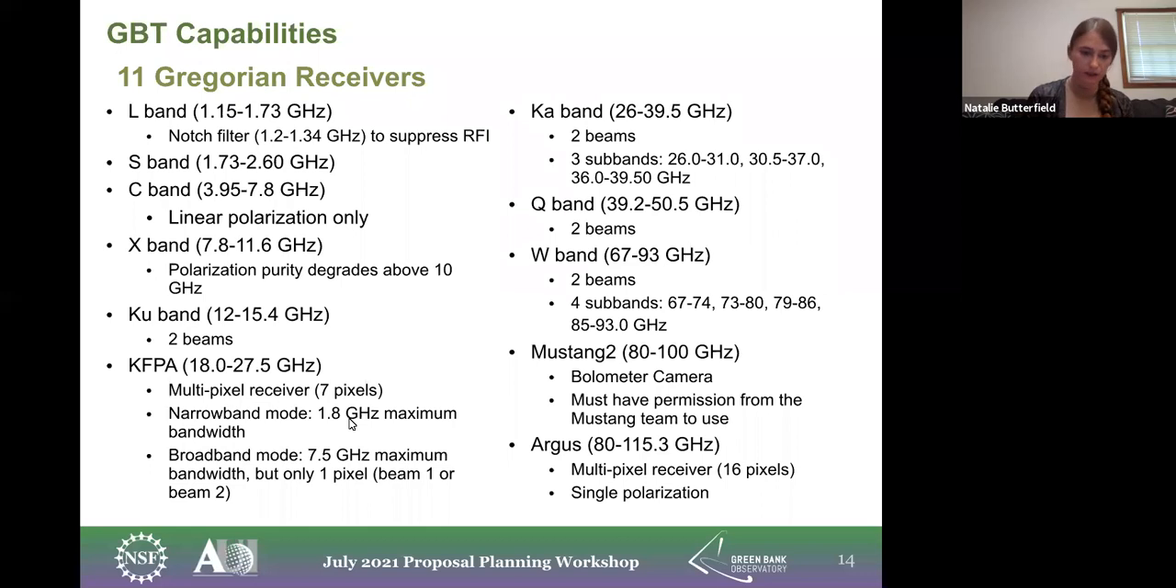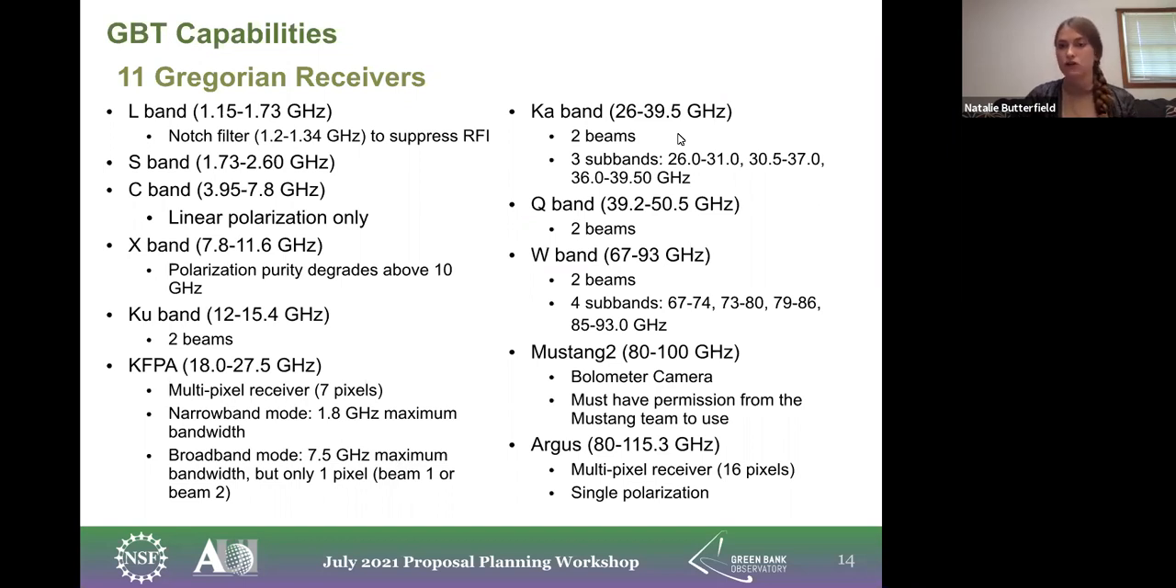your spectral windows. Now, if instead you wanted to maximize your bandwidth, maybe you have a point source and you just want to target that point source with as much bandwidth as possible, then you can do that as well. You can get up to 7.5 gigahertz maximum bandwidth, but again, you are limited to only use 1 pixel for that. We also have the Ka band, which covers 26 to about 40 gigahertz.